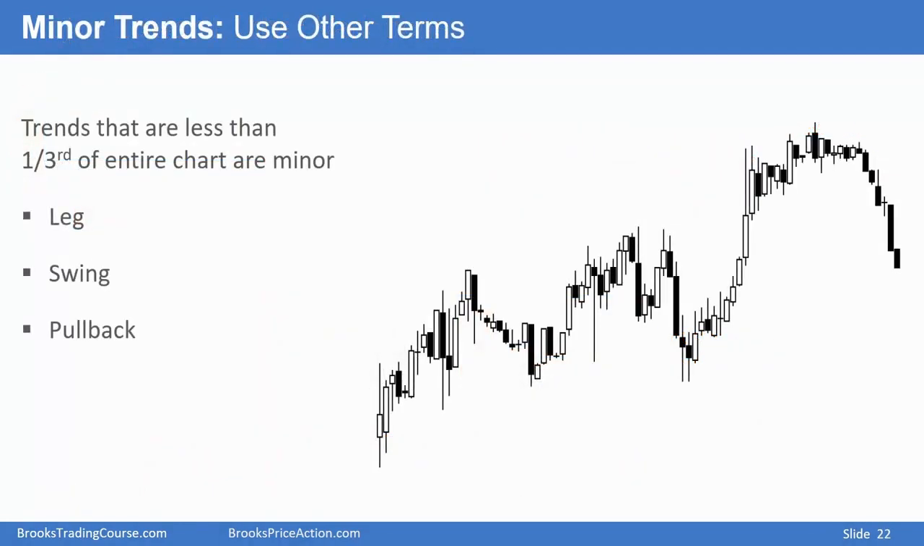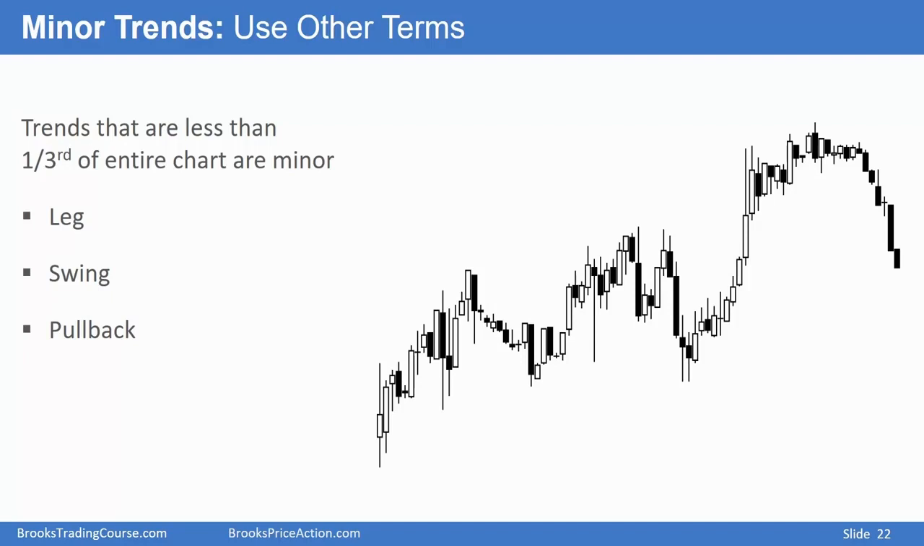If a trend lasts only about a third of the chart or less, it's minor. Remember I said that if there's only one trend on the screen, I call it a trend. Sometimes you'll get 2 trends on the screen, and I'll still call them trends if they clearly are trends. But if you get 3 or more trends on the screen, I stop using the term trend, and I start using other phrases like a leg or a swing or a pullback.